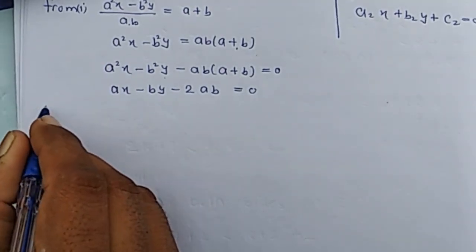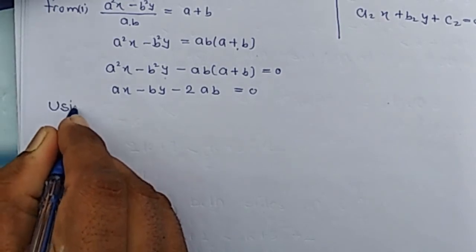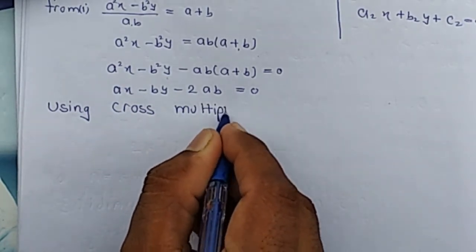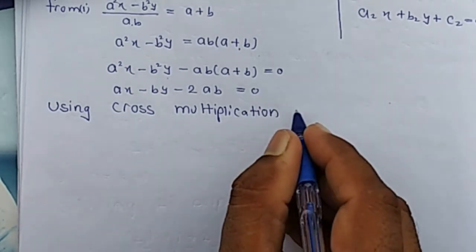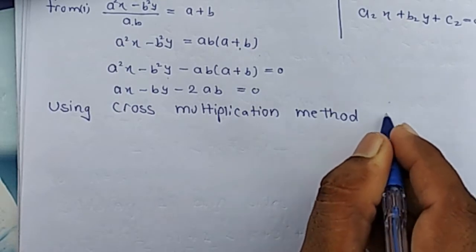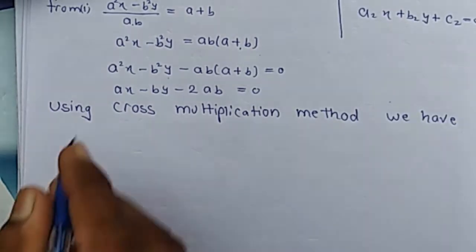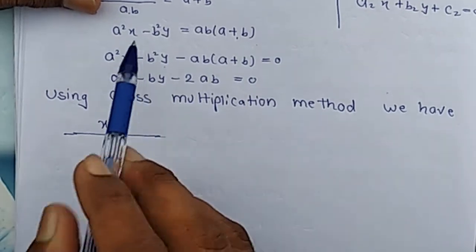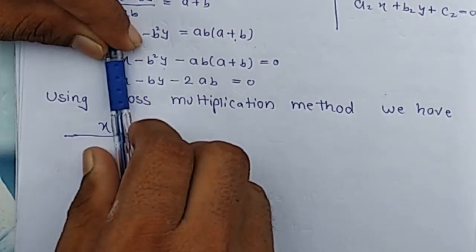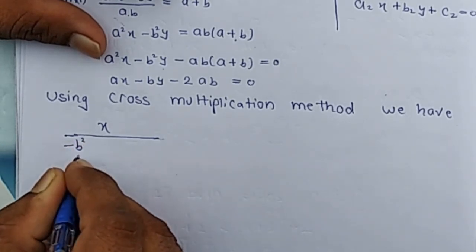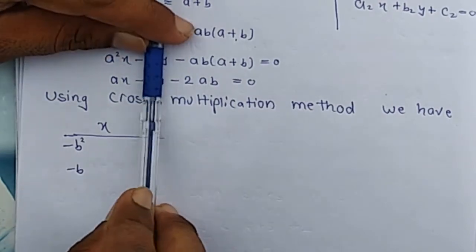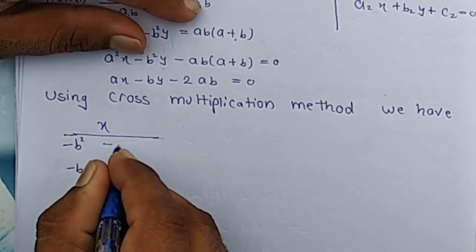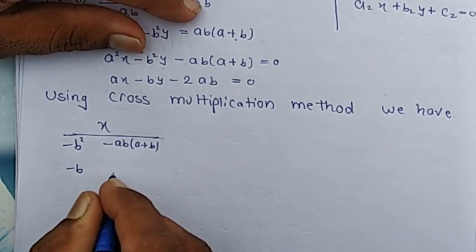Then, by the method, we have x by, we hide the coefficient of x, then x by minus b square, minus b, and constant term C1 which is minus AB A plus B and C2 is minus 2AB: minus AB A plus B and minus 2AB.